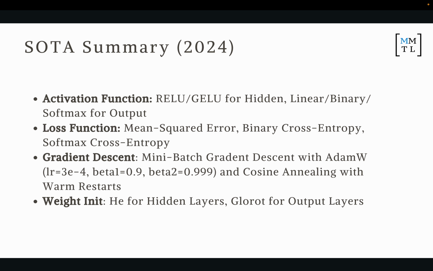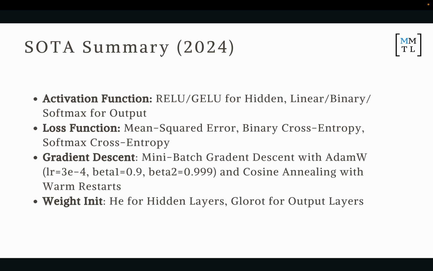So, activation function. We want ReLU for neural networks and GELU for transformers, okay, for the hidden layers. For the output layer, we want linear, binary, or softmax, depending on what we need for the output. So that actually depends on your use case. There's no right or wrong for that. Loss function is the same. Mean squared error is for continuous, binary cross entropy is for binary outputs, and then softmax cross entropy is for multi-class outputs, okay?